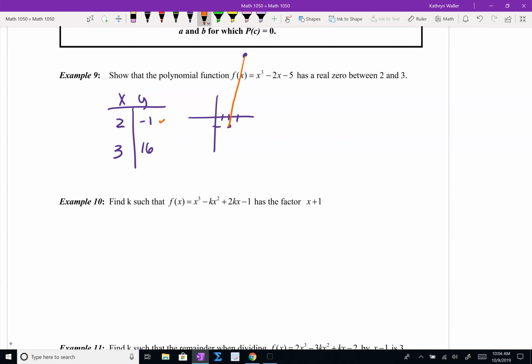So if one of the signs is a positive and one is a negative, then it does cross the axis in between, okay? So here's what I'm going to say. F of 2 equals -1. And f of 3 is equal to 16. So I'm going to say f of x must cross the x-axis between 2 and 3.